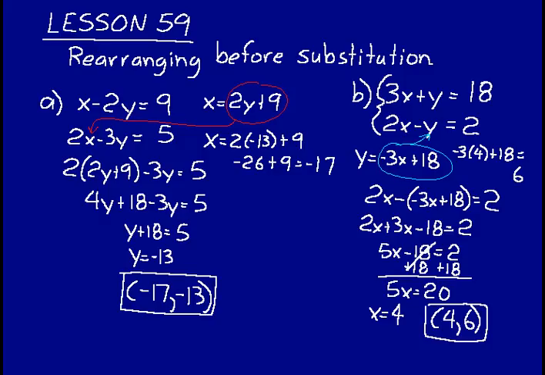Now, if we were to rearrange both of those equations and set them equal to just y, plot some points for them on a Cartesian coordinate system, we would see that they would intersect at 4, 6. Okay, well that's all for lesson 59.